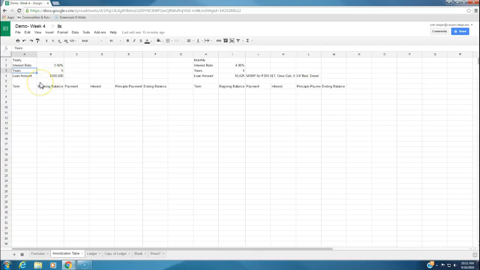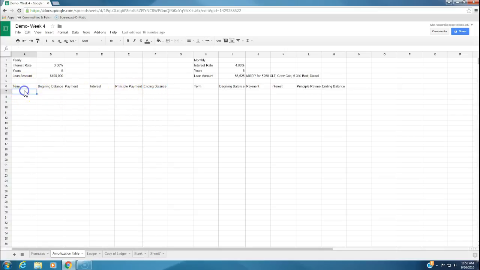So then whenever you go up and you actually create your amortization table, you have 1, 2, 3, 4, 5, 6 different columns. You have your term, your beginning balance, your payment, your interest, your principal payment, and your ending balance. So what I'm going to go through next is how you actually fill out this table.